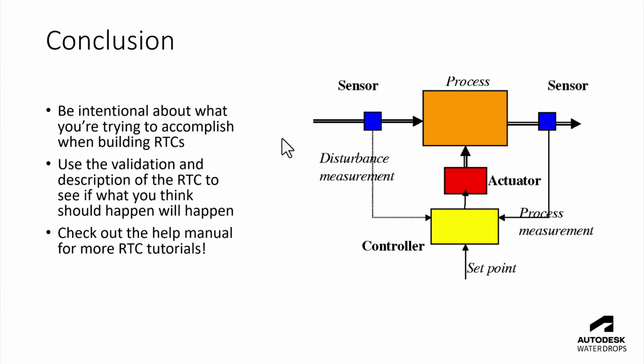So wrapping up here, always be intentional about what you're trying to accomplish when you're building out those RTCs, and certainly use the validation and descriptions to read through that, make sure what you think is going to happen actually does happen, pulling up graphs and things like that as well, to make sure that the timing makes sense and it's what you would expect would happen. And then of course there are more tutorials in the help manual for more practice with these.